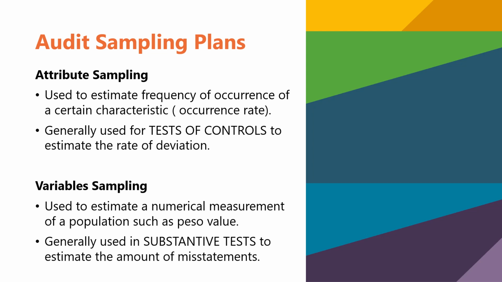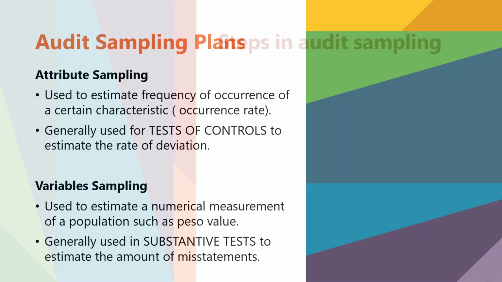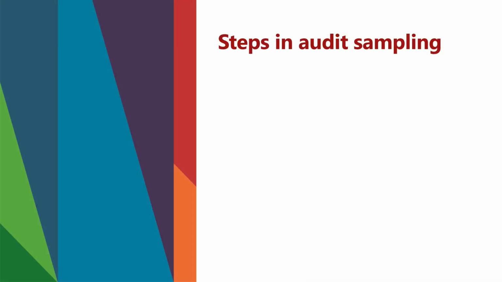All right, so we have just talked about sampling risk and the two types of sampling risk. We have talked about the general approaches to sampling and now the audit sampling plans. We are ready to talk about the steps in audit sampling.